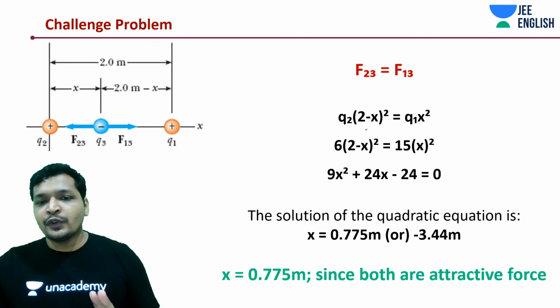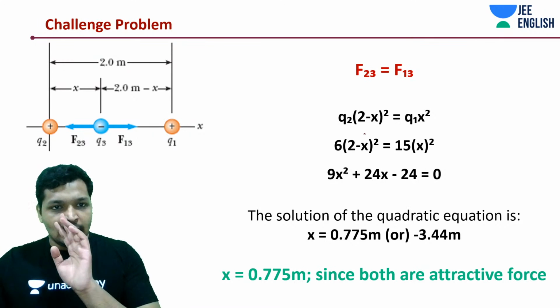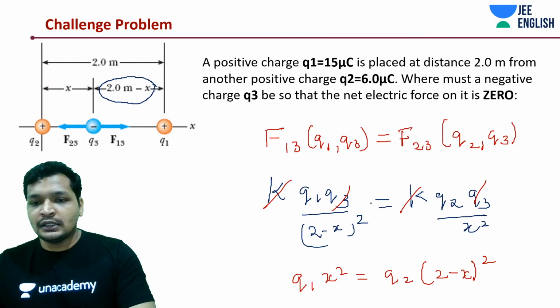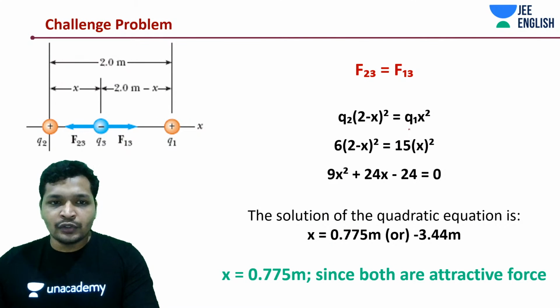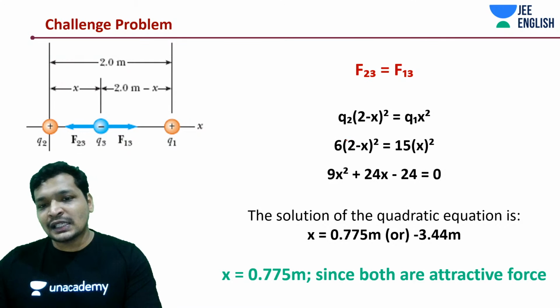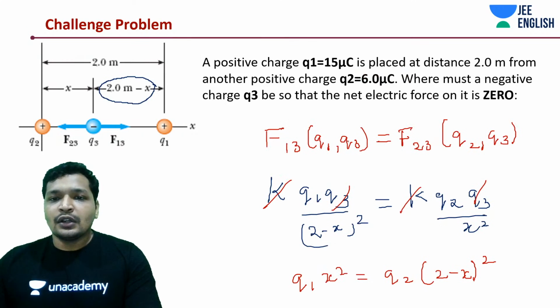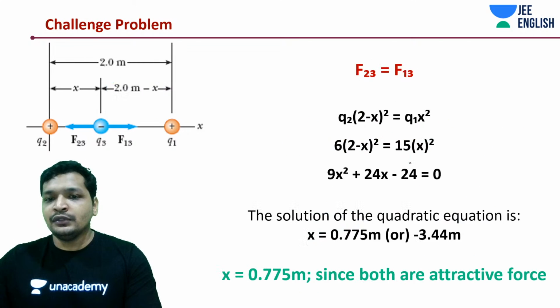It's going to be Q2 into 2 minus x whole square and Q1 into x square. If you carry this out, and what was the value of Q1 and Q2? Q1 was 15 coulombs and Q2 was 6 coulombs. So you substitute the values, just for your understanding.